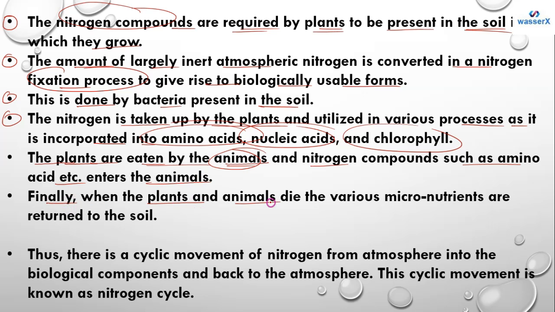Finally, when the plants and animals die, the various micronutrients are returned to the soil, which means they come back into the soil. In this way you can try to understand how the cyclic process of nitrogen works here. Thus we say there is a cyclic movement of nitrogen from the atmosphere into the biological components, that's animals or plants, and back to the atmosphere. This cyclic movement is known as the nitrogen cycle.